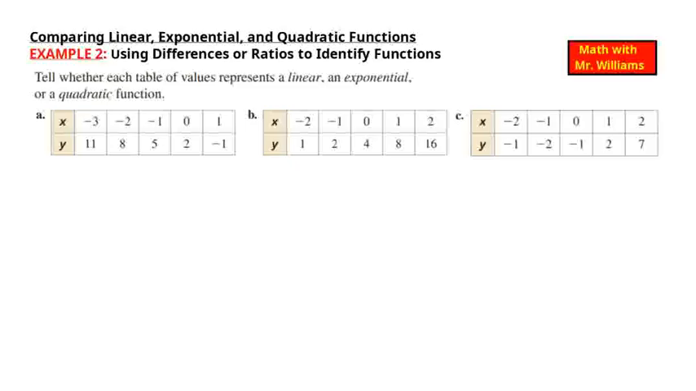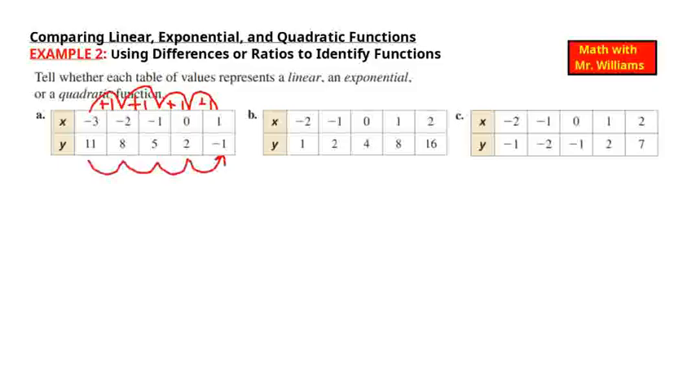Let's go ahead and take a look at the x values. We see that they are increasing by 1 each time, heading in that positive direction. It's important. All right, let's take a look at the bottom one here, the y values. We see that it looks like they are decreasing.